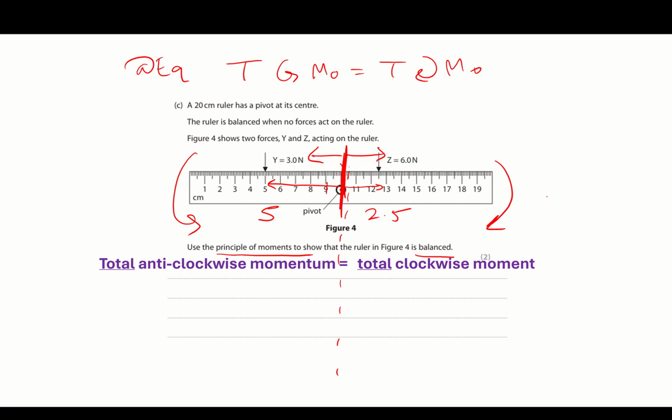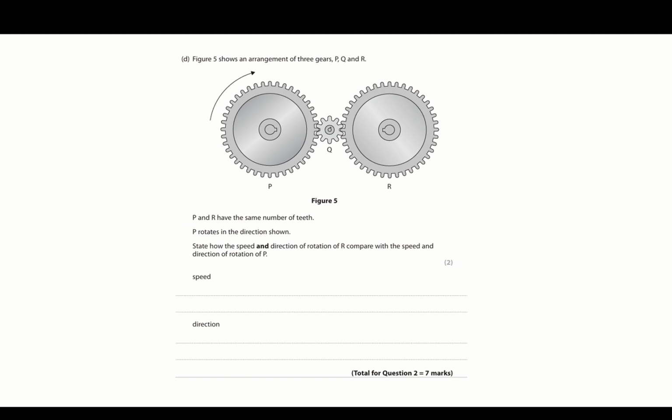So get our fat, moody dinosaurs, and we're ready. So 3 times 5 must equal 6 times 2.5. Put that in, 15 Newton centimeters, 15 Newton centimeters. Yes, we have proven it.